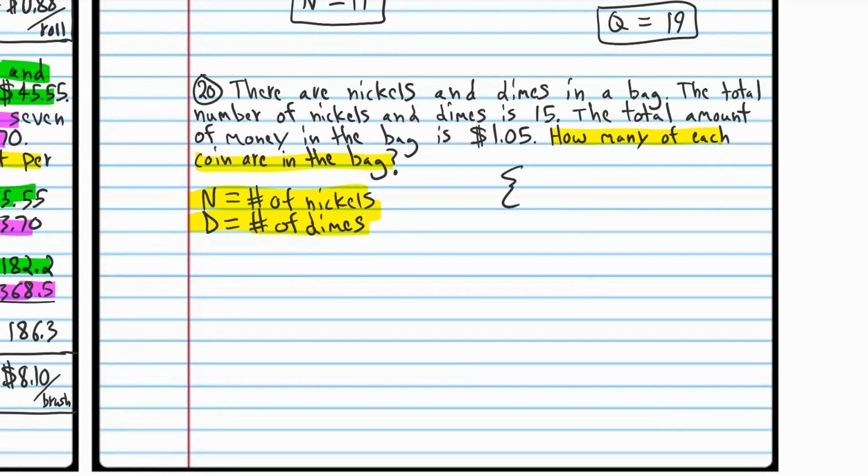And let's do the easy equation first. There are 15 nickels and dimes. So the number of nickels plus the number of dimes must be 15. That's the easy equation. Now we'll go to the hard equation.